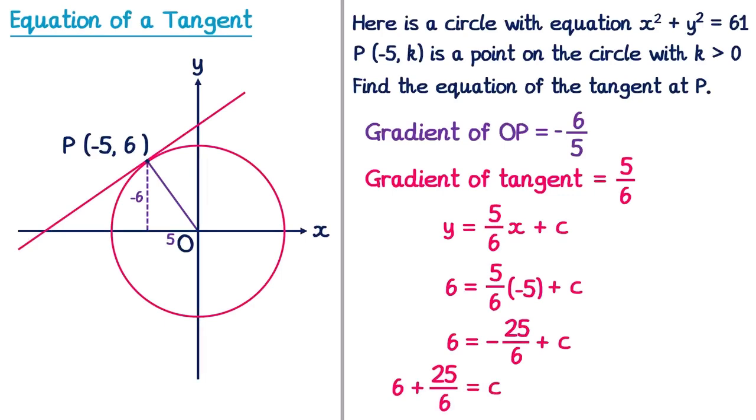We want to combine these as one fraction, so let's rewrite the 6 as 36 over 6, and then add those together. 36 plus 25 is 61, so we have 61 over 6, which we can write into our equation up here, and the equation of the line is y equals 5 over 6 x plus 61 over 6. This time they haven't asked us to write it in a particular form, so this general form will be absolutely fine.